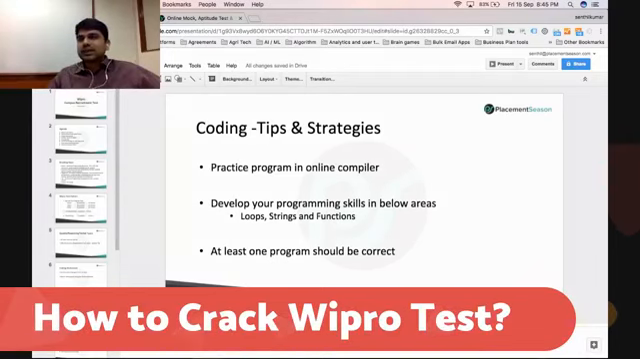Now, there are some key areas from where we have seen many questions repetitively, like concepts related to loops, strings, and functions. Make sure that you brush up and practice many programs on these areas. Out of the two programs, at least one program should be correct to move to the next round. There's no need to get both programs correct, but make sure that at least one program is correct and passing all the test cases.